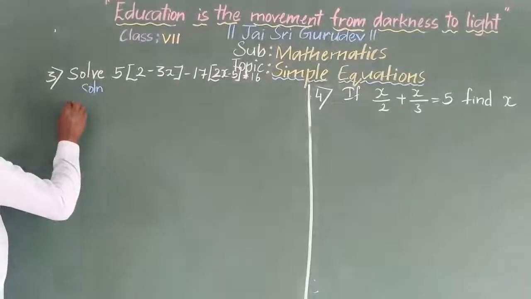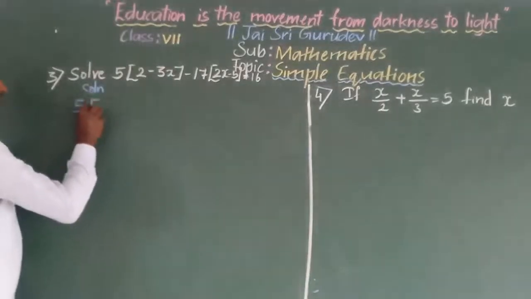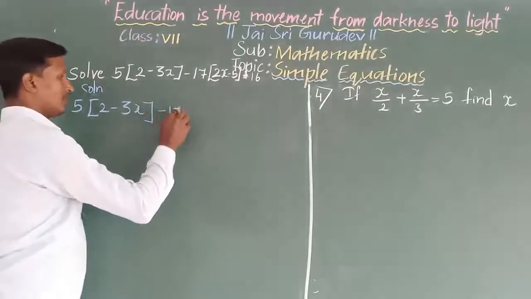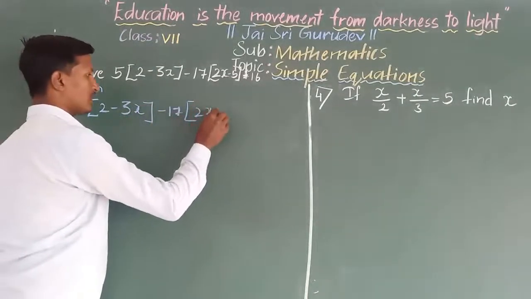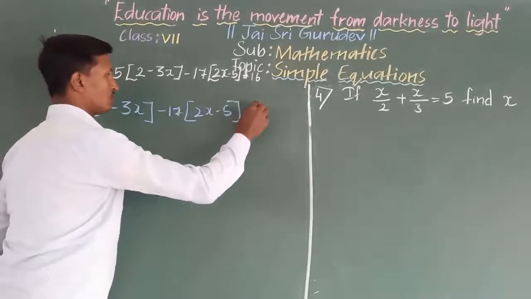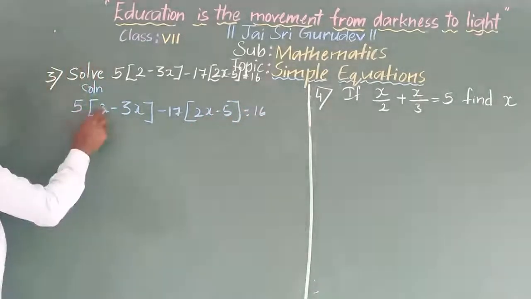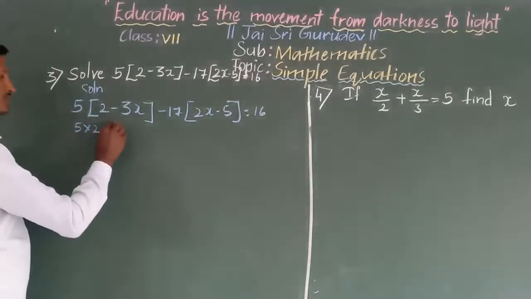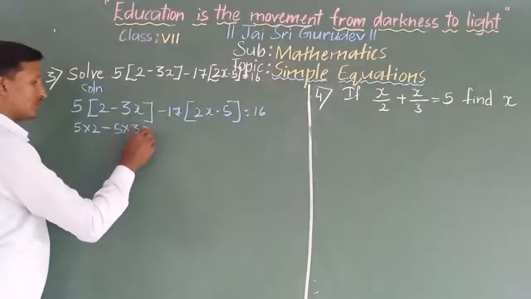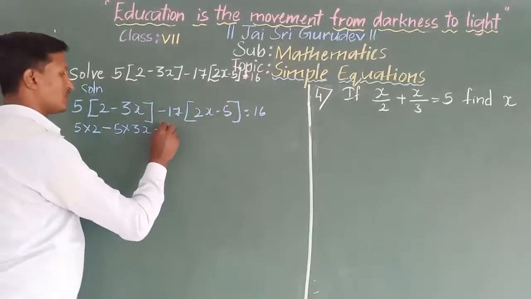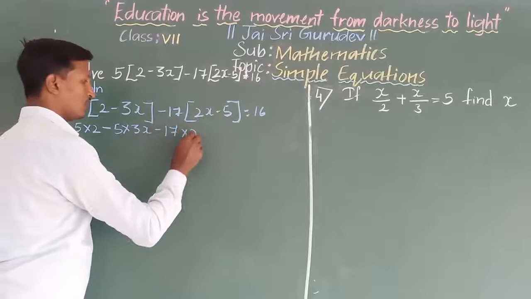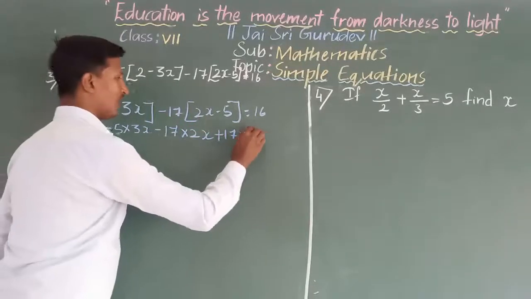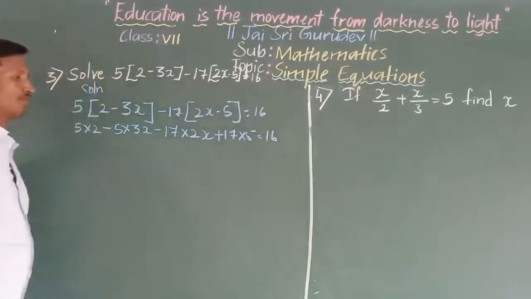Come to the next one. 5(2 - 3x) - 17(2x - 5) = 16. Multiplying the brackets: 5 into 2, 5 into minus 3x, minus 17 into 2x, and minus 17 into minus 5, which gives plus 17 into 5, equal to 16.